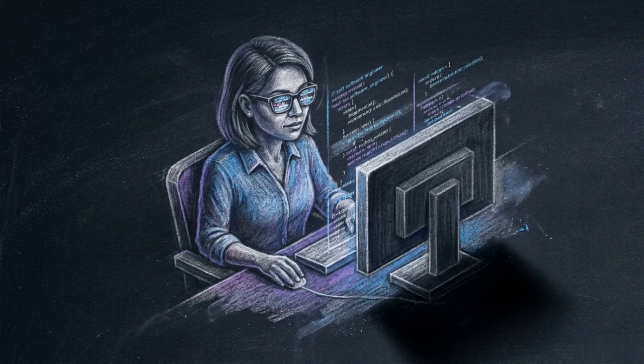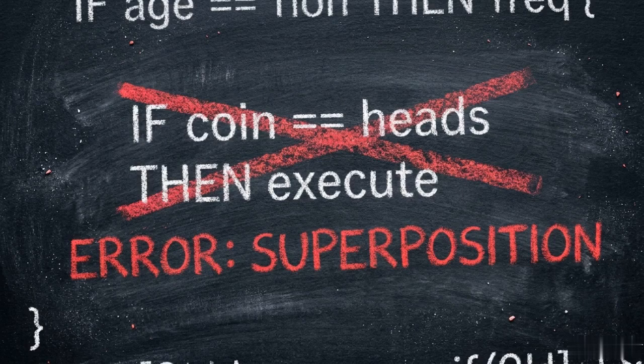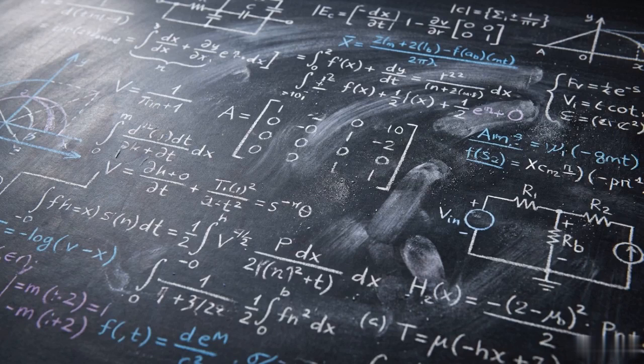So, if you're a software engineer, this creates a unique problem. How do you actually write code for a spinning coin that represents a probability instead of a certainty? Standard code, like if this, then that, cannot control something in superposition. To program a quantum computer, we have to move away from simple logic and into advanced mathematical models.